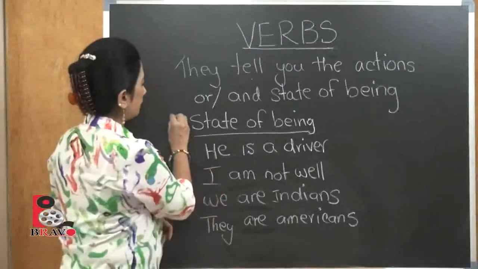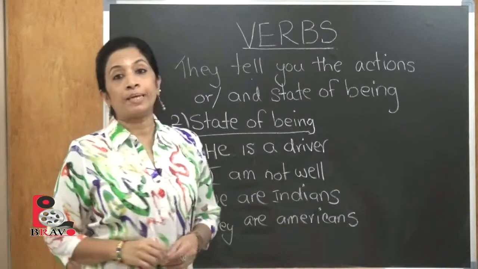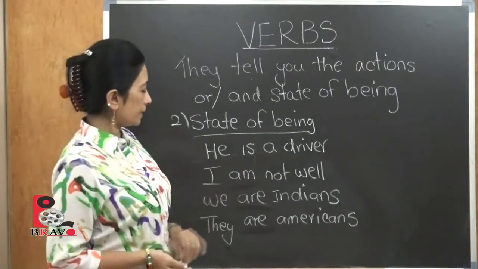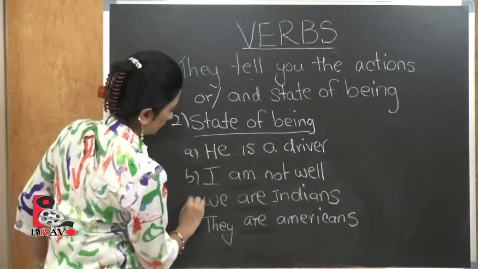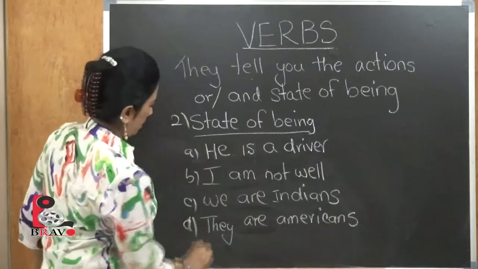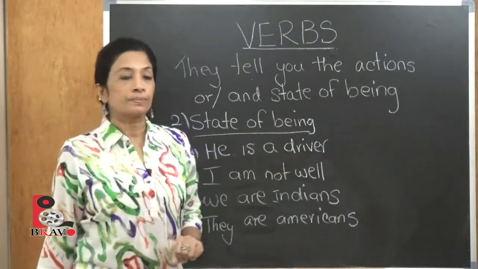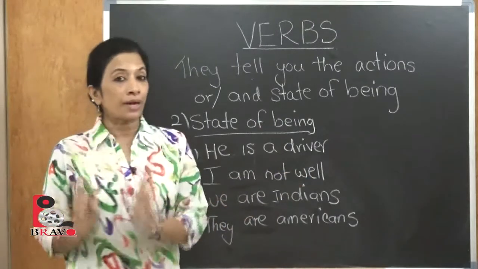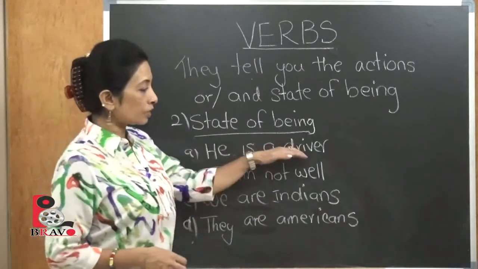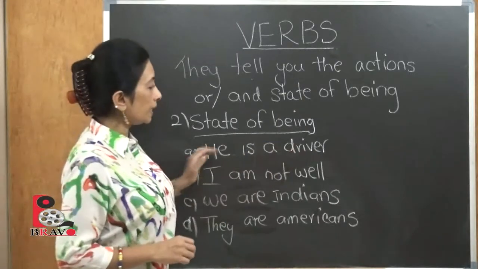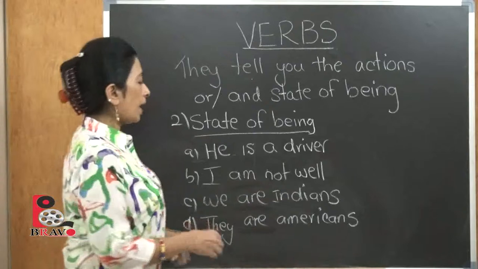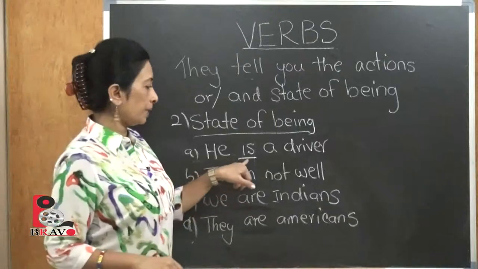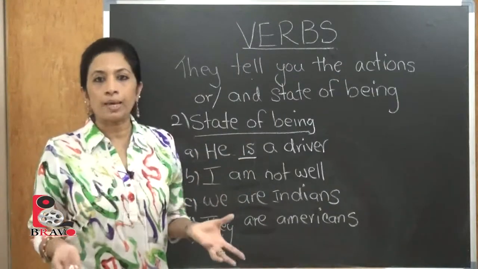Okay, now the second verb is state of being. State of being is a non-action verb. Here the example is, he is a driver. That is his state of being, but when he is driving, it will be an action word. Now he is not driving, his state of being is a driver, so the statement is he is a driver. The verb here is is, because it's a singular person, he is, and if it's plural, it will be are.